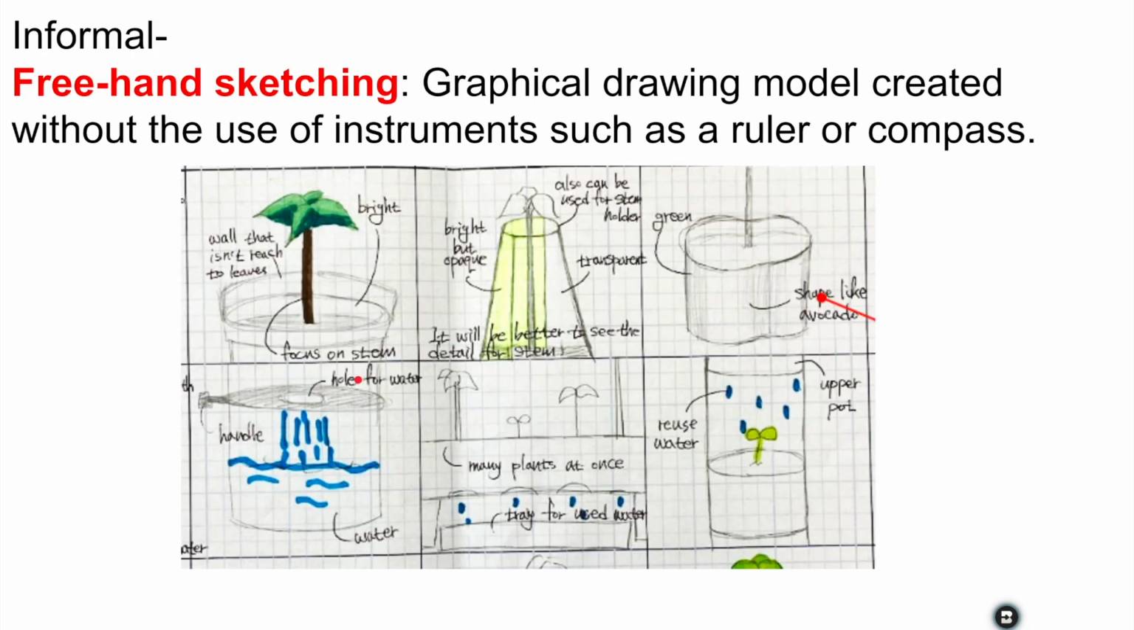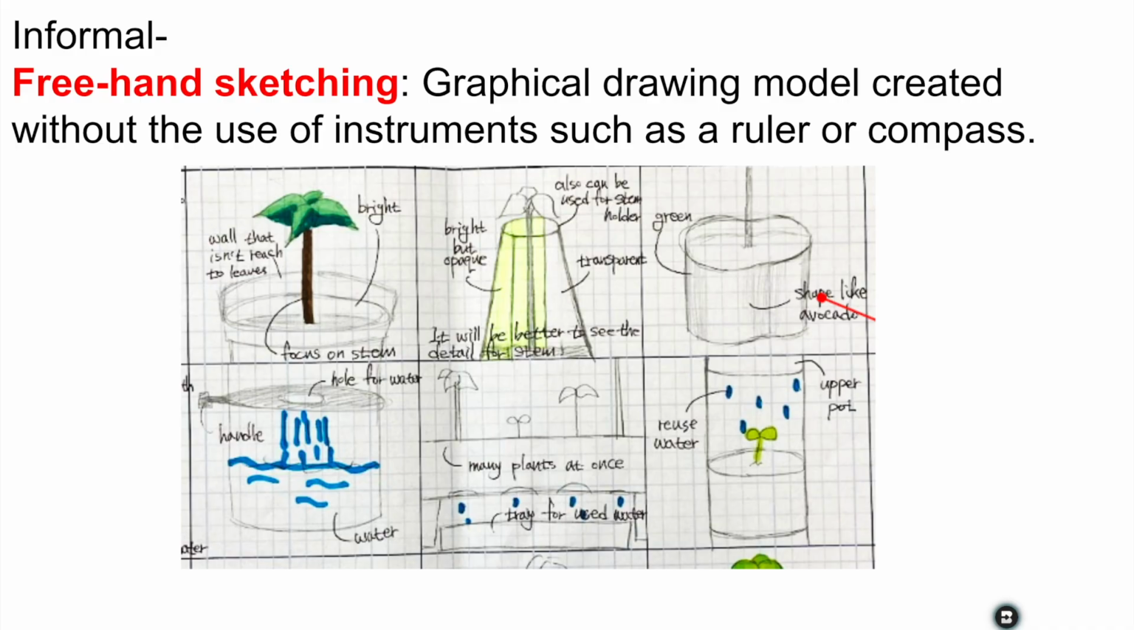So let's start with some informal drawing techniques. This would be freehand sketching. This is a graphical drawing model created without the use of instruments such as rulers or compasses. Here's some examples of some low fidelity drawings that we've seen earlier. Again, what we're doing here is exploring, refining, and communicating ideas.